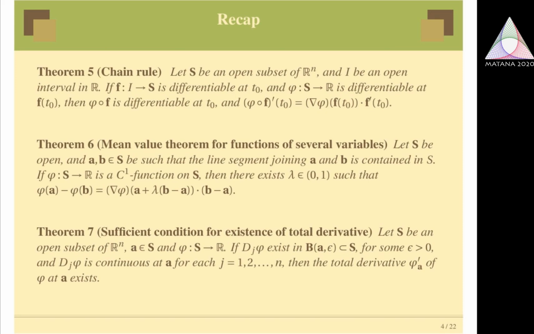We clearly know that if phi is a function of several variables and phi has a total derivative at a, then phi has all partial derivatives. Conversely, if phi has all partial derivatives in a neighborhood of a and all partial derivatives of phi at a are continuous, then the total derivative of phi at a exists.